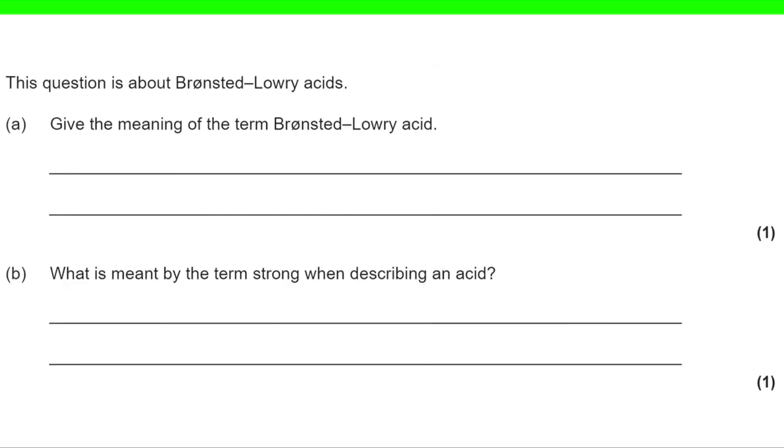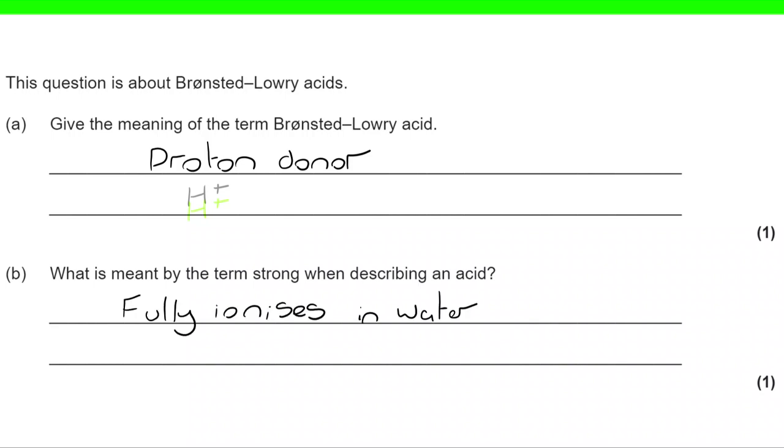So going back to A, we have here the meaning of the term Bronsted-Lowry acid, so a straightforward definition, and you can do this with two words. It's a proton donor. Now it's important that you recognise when we talk about a proton, we are talking about an H plus ion. So HCl will donate H plus, H2SO4 will donate 2H plus. They're proton donors. And what do we mean when we talk about an acid being strong? Well, again, there is a very specific definition. In this case, it's that it fully ionizes in water.